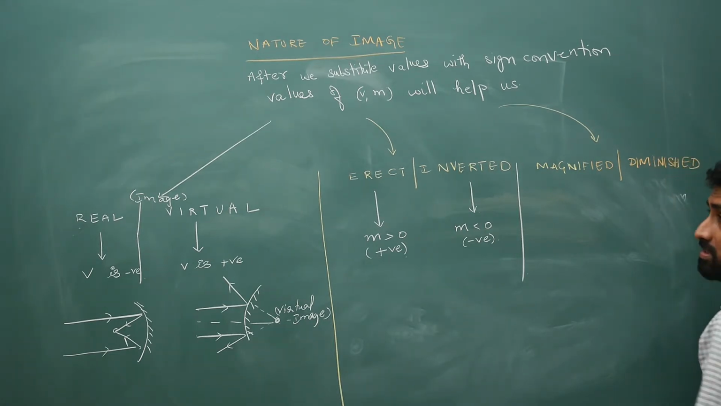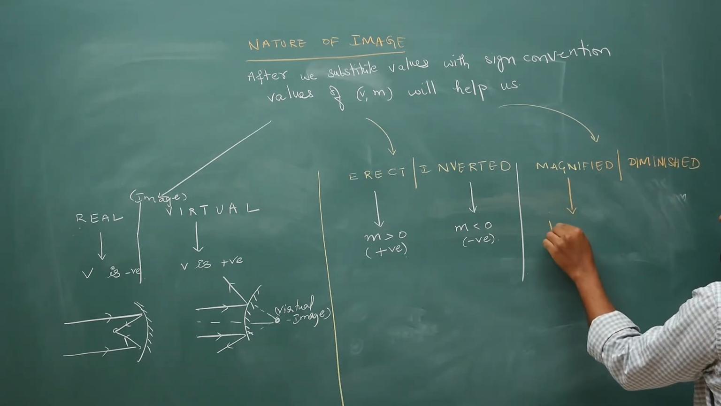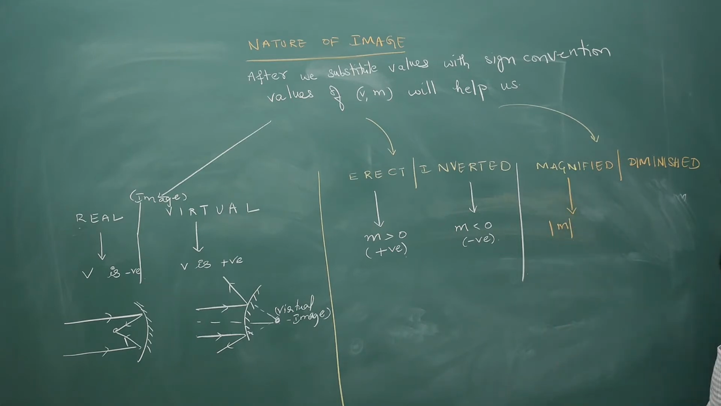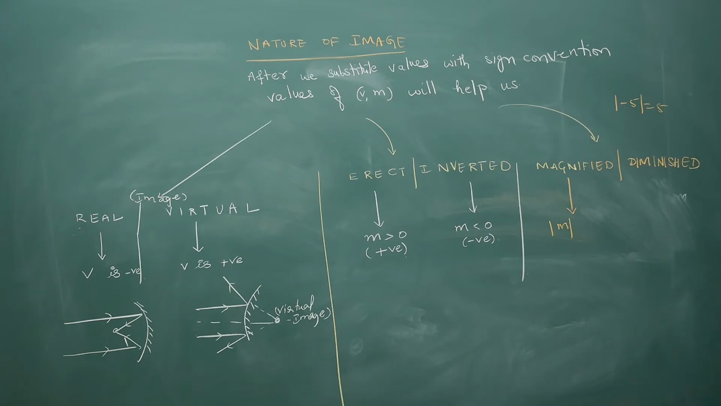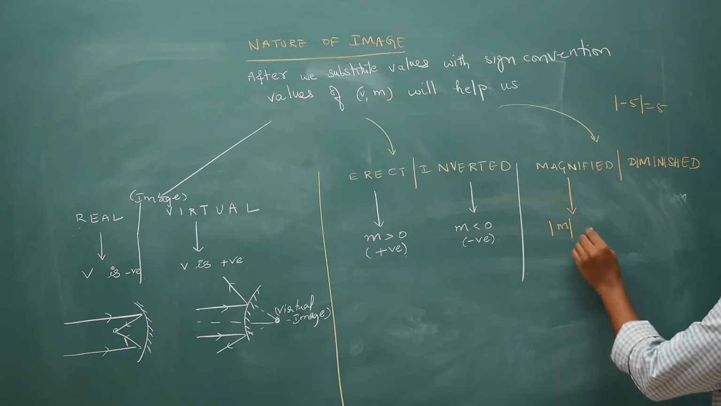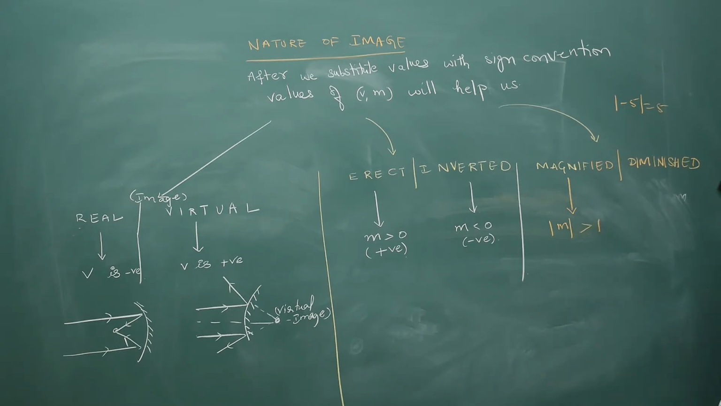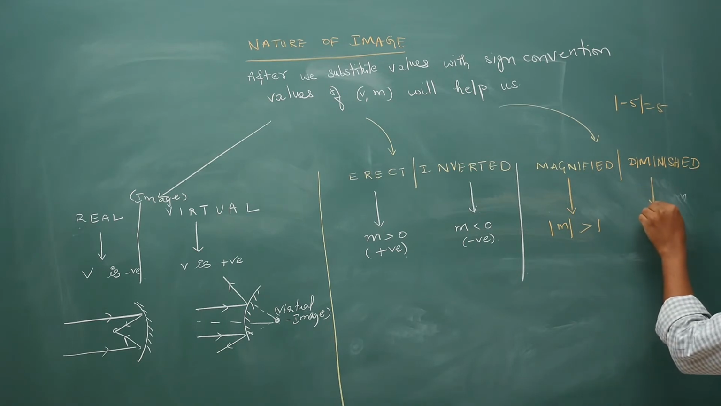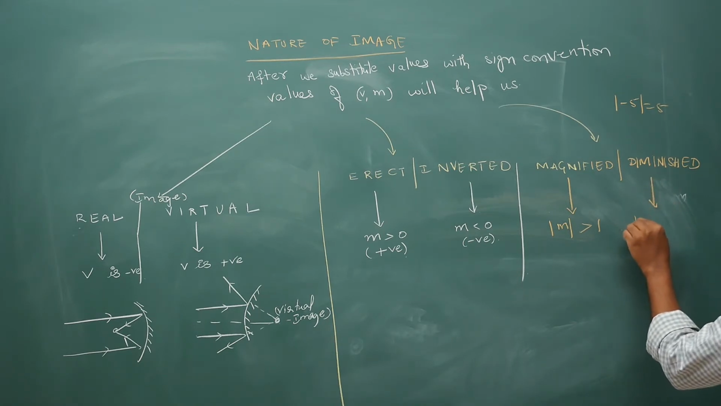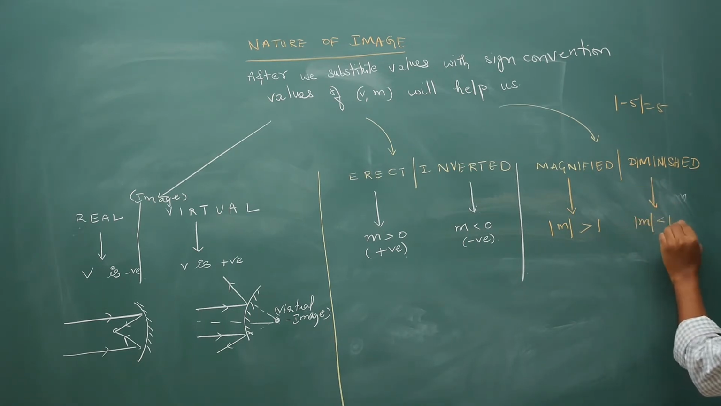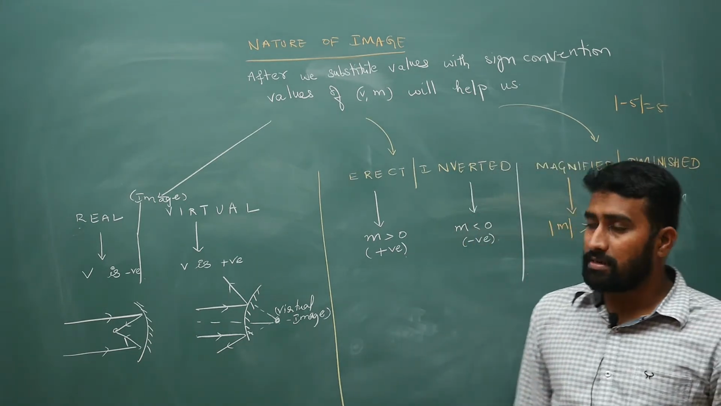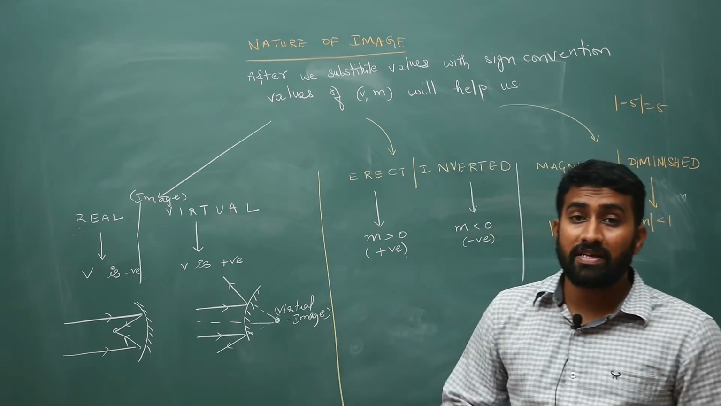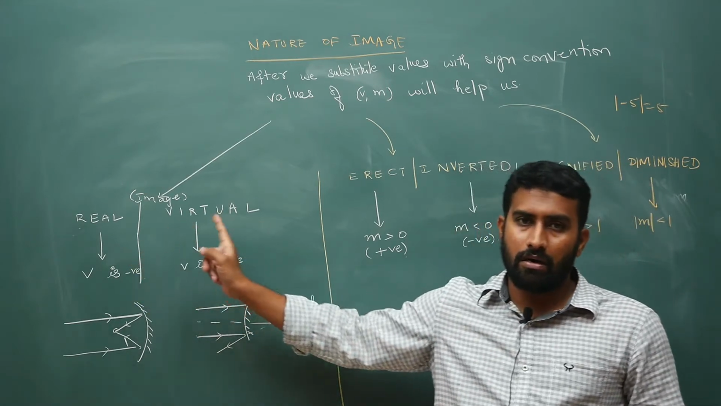So this magnification mod M, mod is like if you have mod of -5, that will become +5. Modulus factor should be greater than 1 for magnification, and less than 1 for diminishing. Now, what should I explain about the nature of the image?